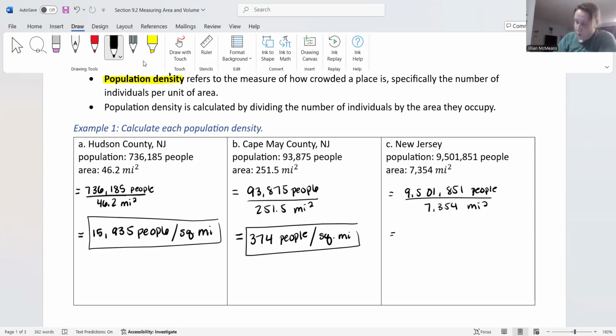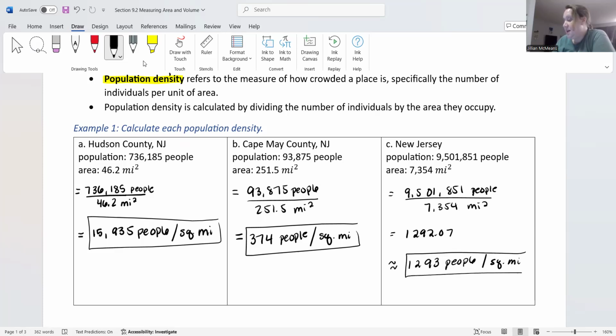So 9,501,851 divided by 7,354. And I get 1,292. Let's go ahead. It's only 0.06. So what we end up getting is 1292.07. That's so close to not even a whole person. But let's go ahead and just round up and say 1,293 people. Because we want whole people here. We can't have arms and legs of people. We want whole people here per square mile.